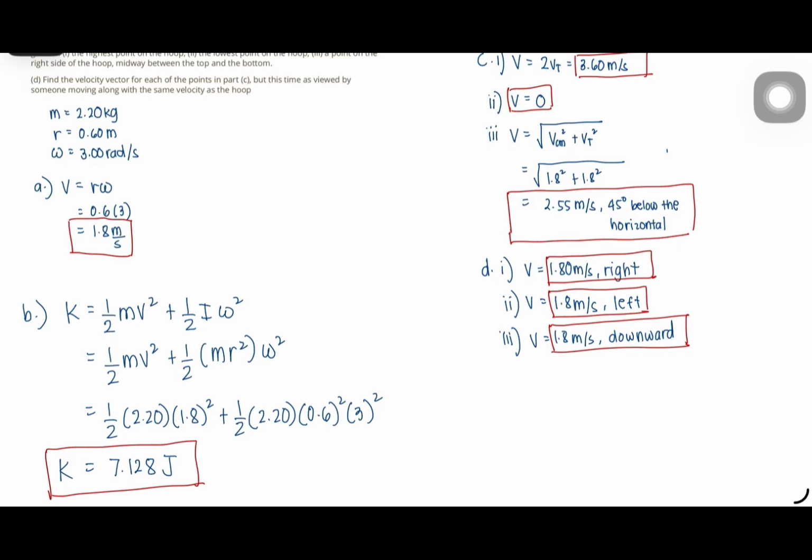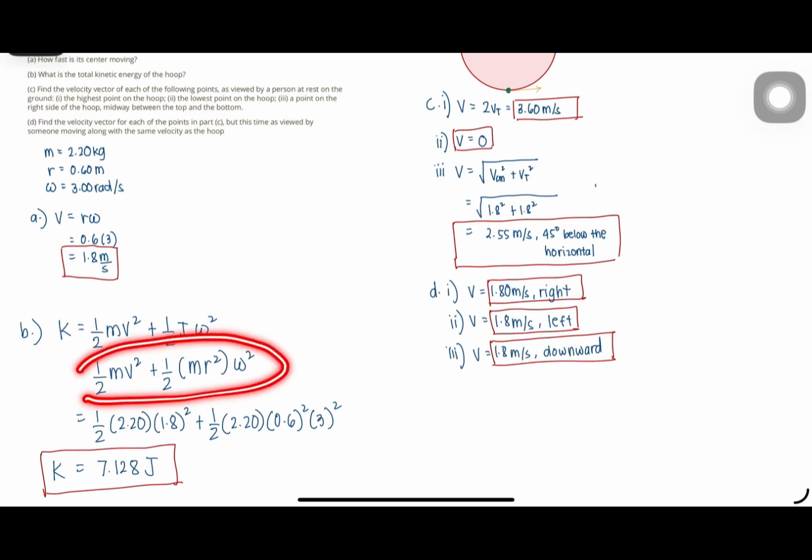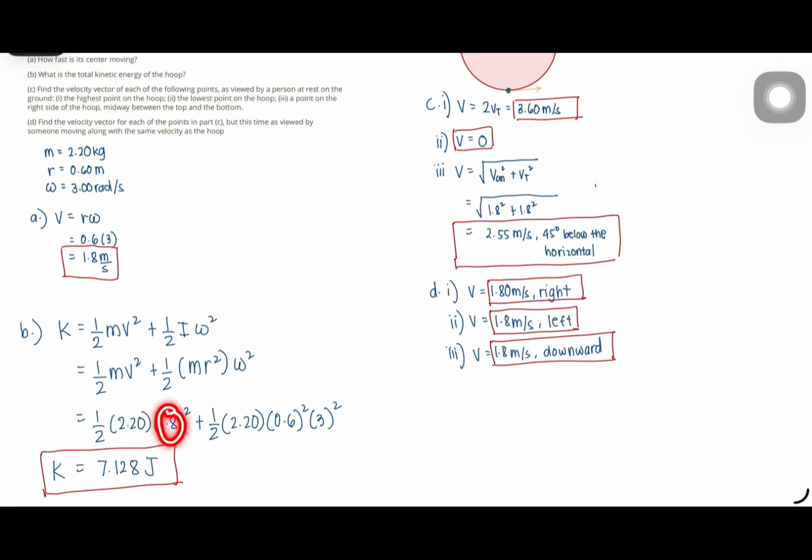So, to solve for the total kinetic energy, substitute all the given variables. So, meron tayong mass na 2.20 times the velocity ng center of mass na nakuha natin, 1.8, plus 1/2 times 2.20 na mass times the radius na 0.6 squared times 3 squared. Yung makukuha nating kinetic or total kinetic energy is 7.128 joules.